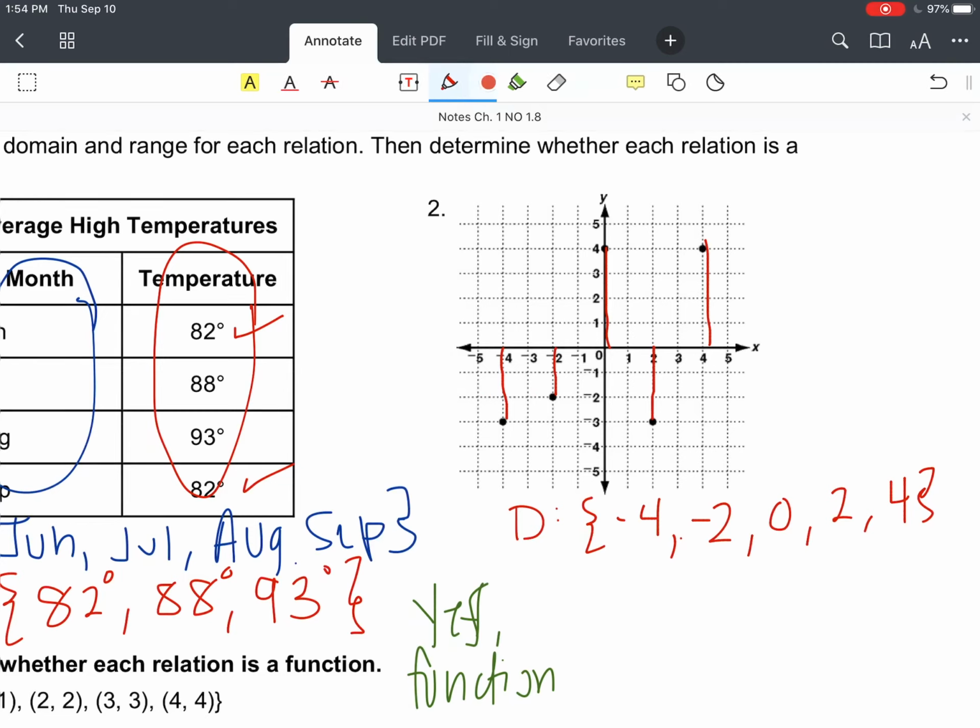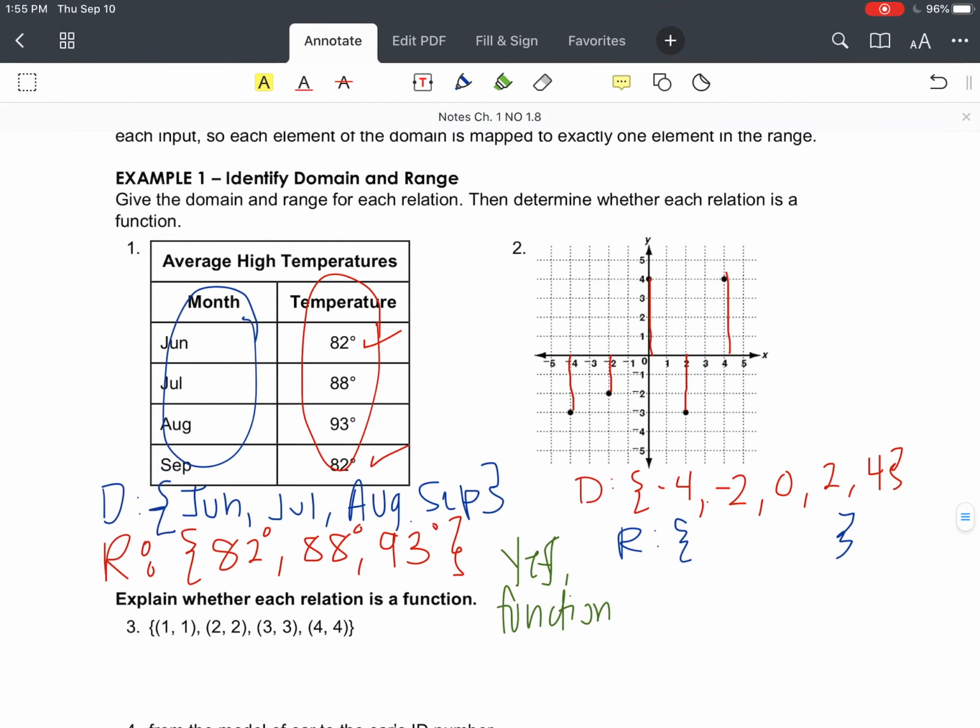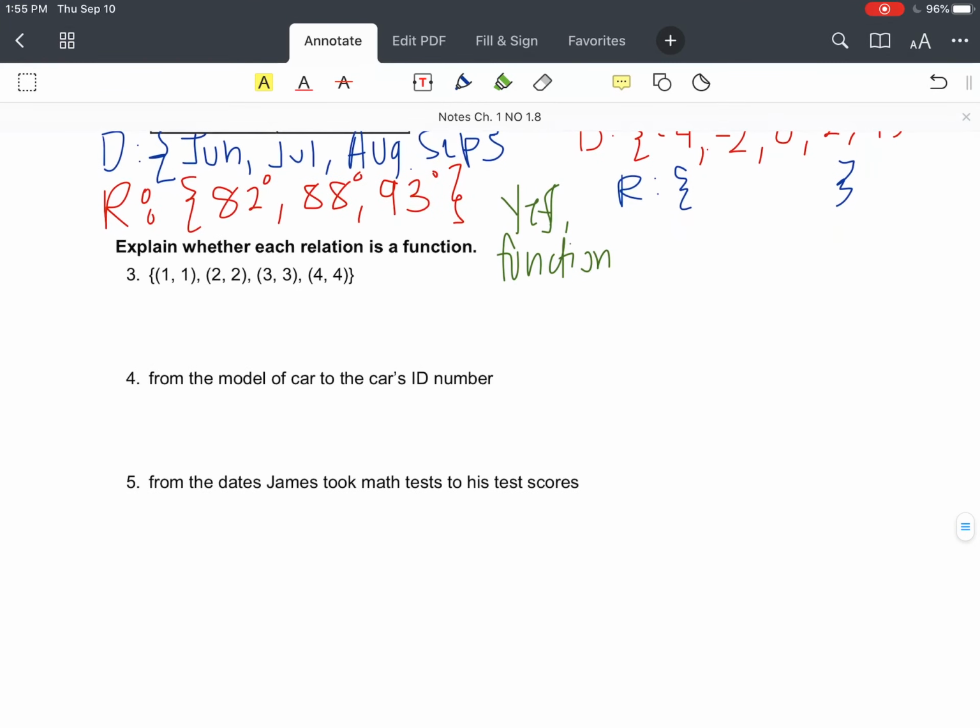Go ahead and see if you can find the range. The range would be my y values, so see if you can label all of your range values. When you're finished, see if you can say whether it's a function or not. Were any of your x values, your domain, repeated? Pause the video, try it on your own, and then check it against the answer key on the school website.